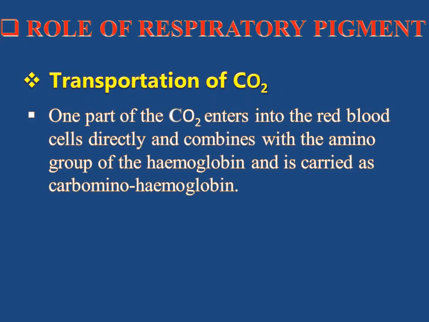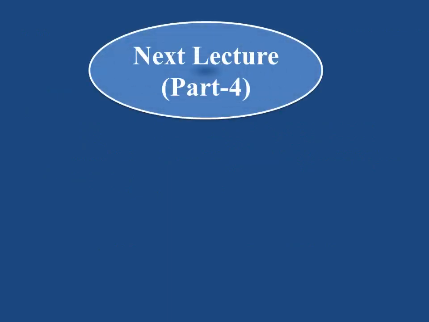One part of the carbon dioxide enters into the red blood cells directly and combines with the amino group of the hemoglobin and is carried as aminohemoglobin. And by this process, the respiratory pigment plays a great role in the respiration process.